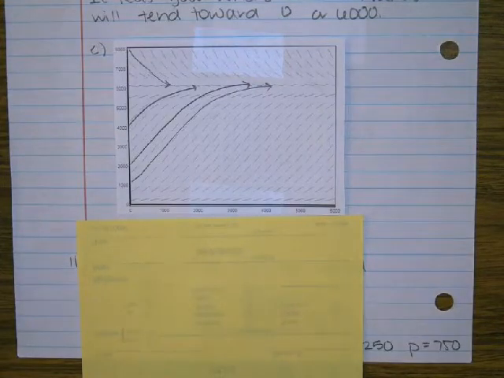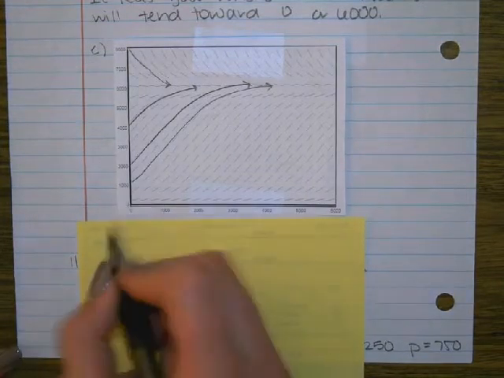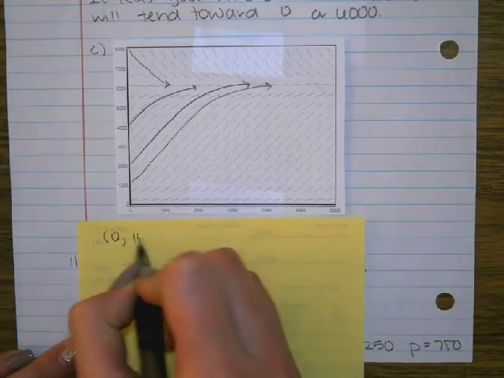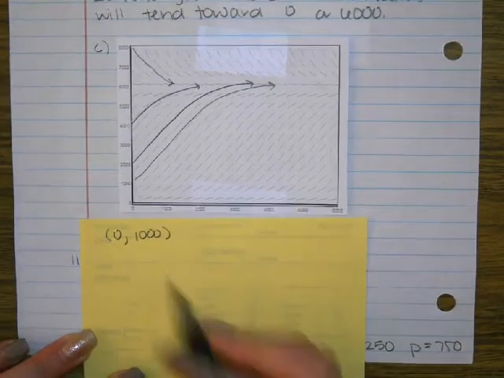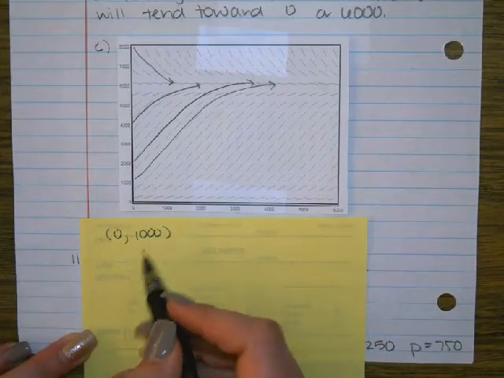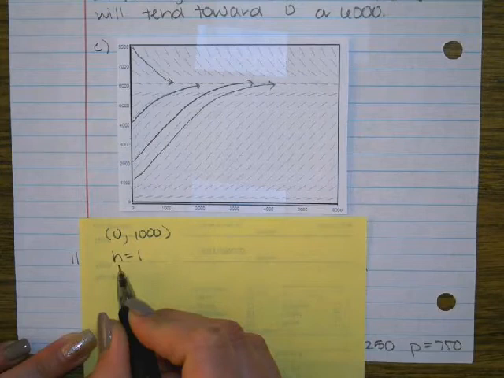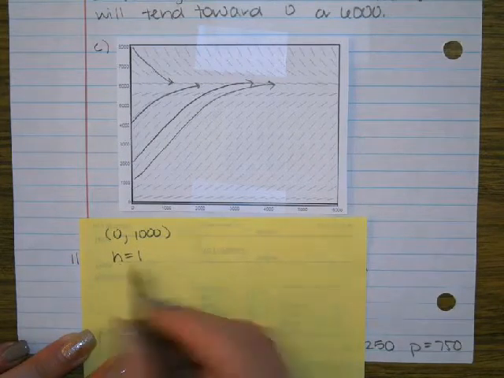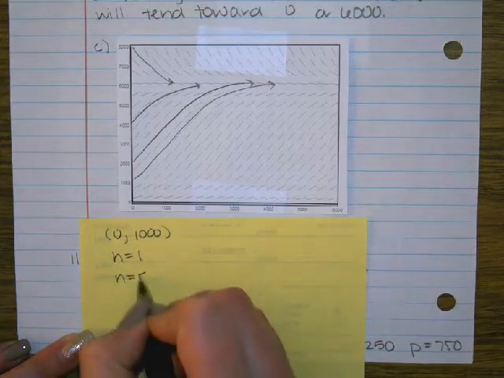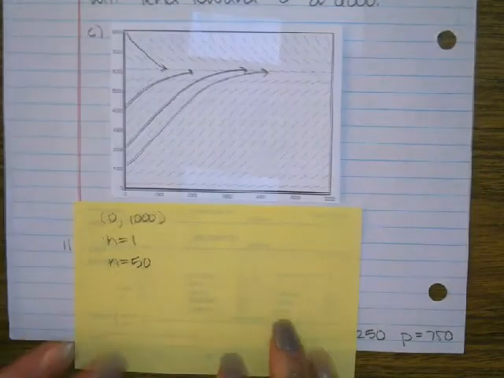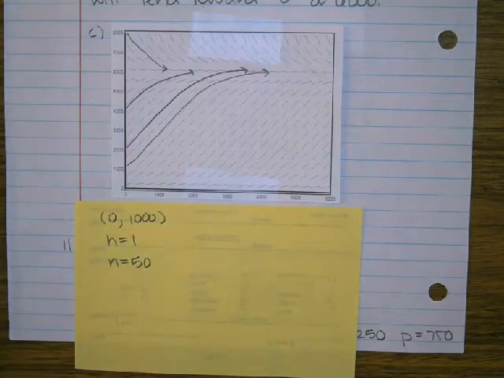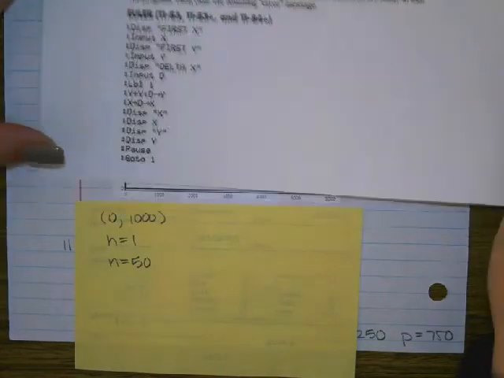So if you look at the problem, they gave us some information. They said that the initial population is 1,000, so we know that we're starting with the point 0, 1,000. So we know what our initial x is and our initial y is. We know that we are using a step size where h is 1. That's the same as delta x from what we did before. And we know that we're doing it for 50 years, so we know we're looking at where n equals 50. Okay? So on here, the first thing we have to do is program our calculator.